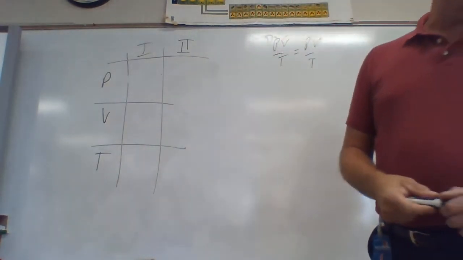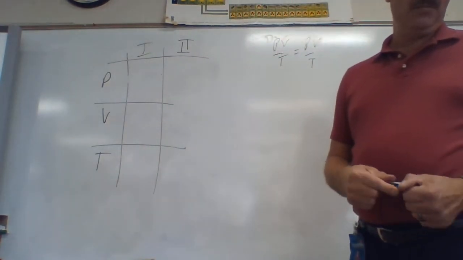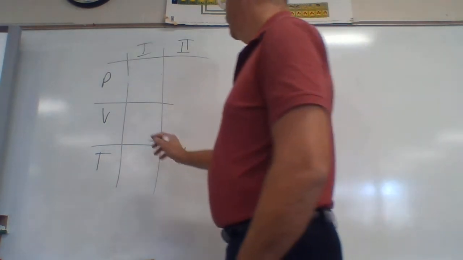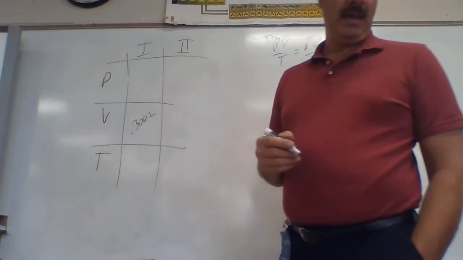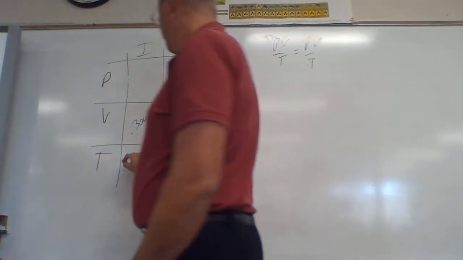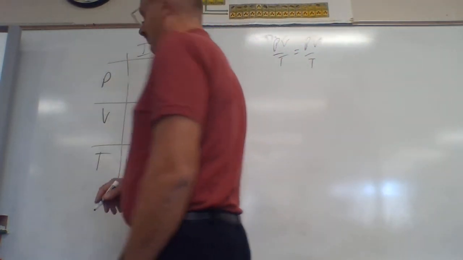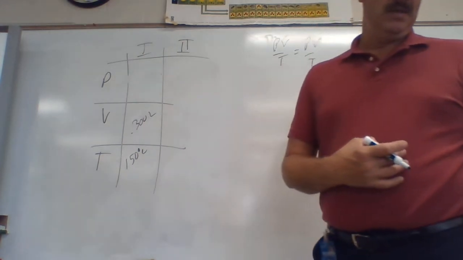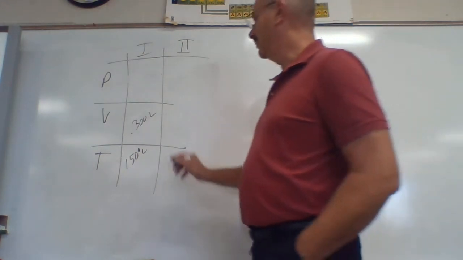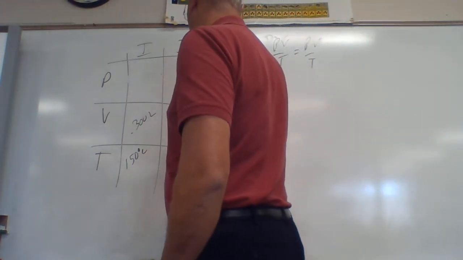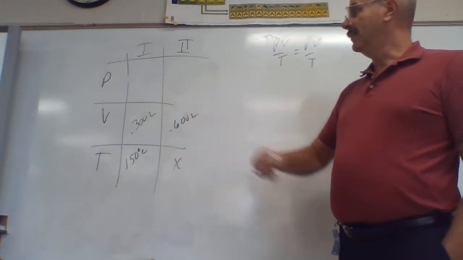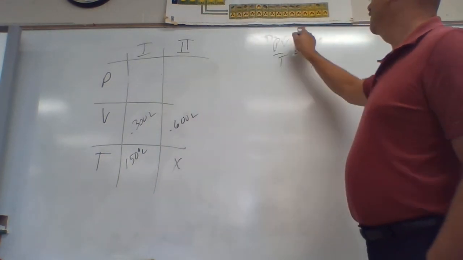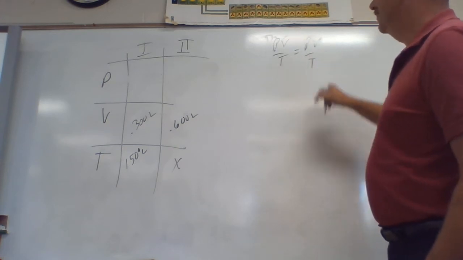All right, number 10. A gas with a volume of 0.3 liters, so we got 0.300 liters at 150 degrees Celsius, is heated until its volume is 0.6 liters. We want to find out what's the temperature that it became. All right, this time the pressure stays the same, so we get to get rid of pressure, so we're going V over T equals V over T.